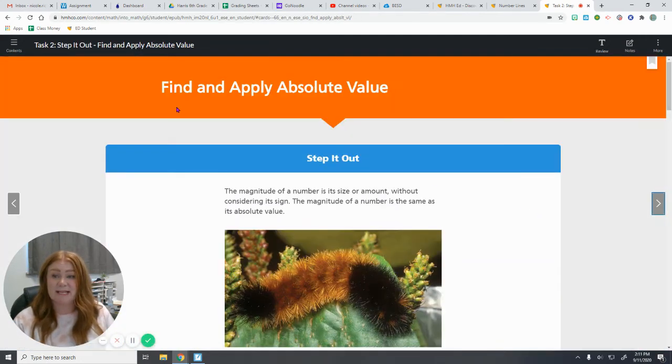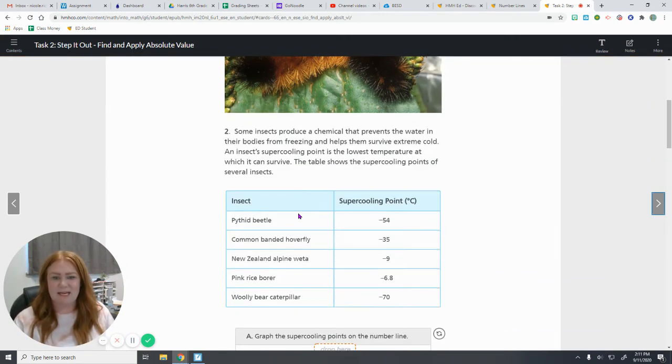One more task today is task 2. Okay, so the magnitude of a number is its size, or the amount without considering whether it's positive or negative. That's what we've been talking about. So the magnitude of a number is the same thing as its absolute value. So magnitude, absolute value, they mean the same thing here.